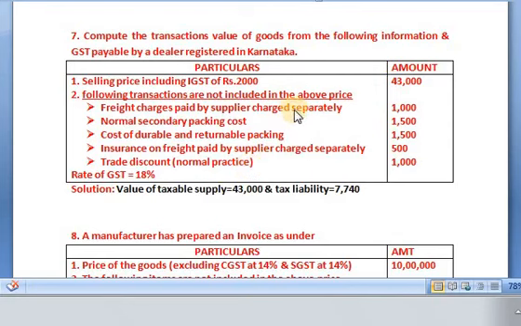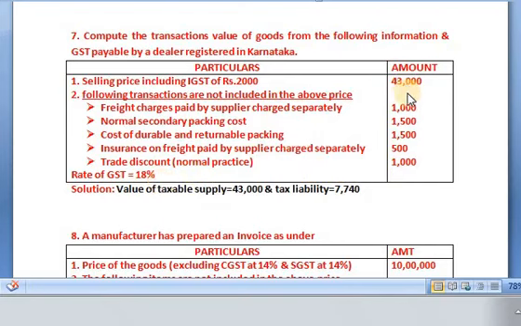So what we need to do, what are the expenses to be added, that we should add first. Freight charges 1000 rupees, it has to be added. Normal secondary packing cost 1500, it has to be added. Cost of durable and returnable packing, it should be ignored. Insurance on freight 500, it has to be added. And trade discount, normal practice 1000, it has to be deducted. And rate of GST they have given 18%, 9% and 9%.